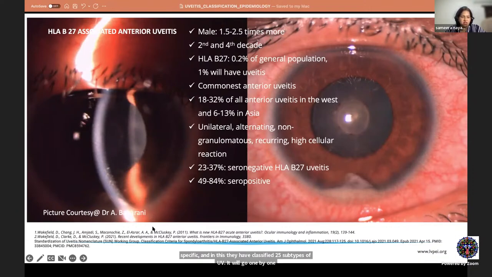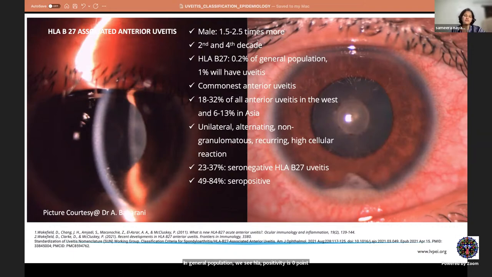The first group is HLA-B27 associated anterior uveitis. This is usually seen in male patients in the second to fourth decade. In the general population, we see HLA-B27 positivity is 0.2%, out of which 1% will have uveitis. This uveitis is the commonest anterior uveitis. 18 to 32% of all anterior uveitis in the West and 6 to 13% in Asia are HLA-B27 associated uveitis.